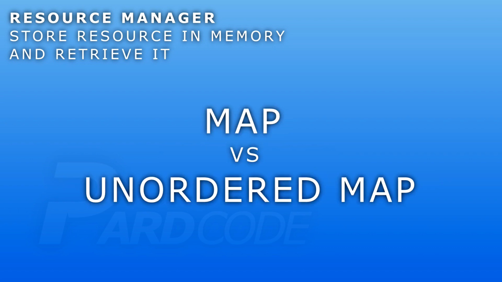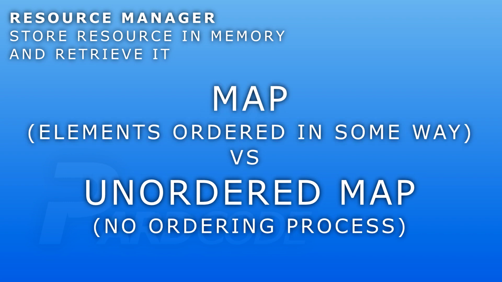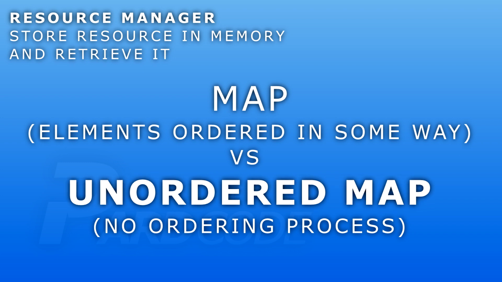Here it is important to distinguish the map and the unordered map. We use map when we want to have our elements ordered in some way, which requires a bit of overhead not necessary in our case. For this reason, we will use the unordered map.